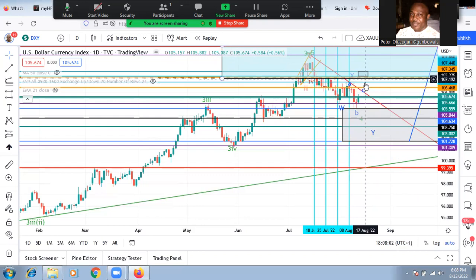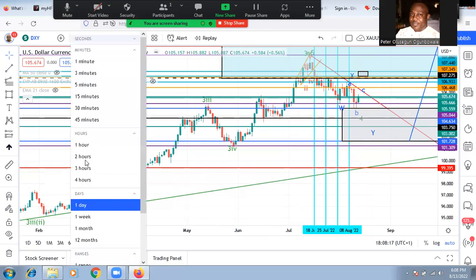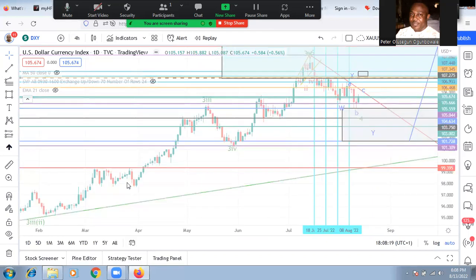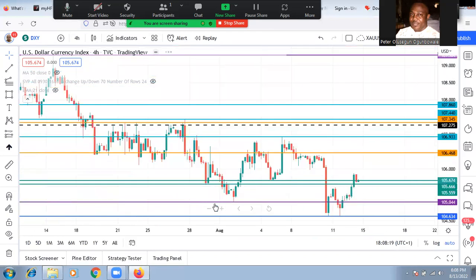So we are looking to sell. We can sell this if it moves further up. We can sell, but if they choose to finish this to around this zone, then we can buy. So we must be ready for all of that. So that is what I can say for now on the DXY.